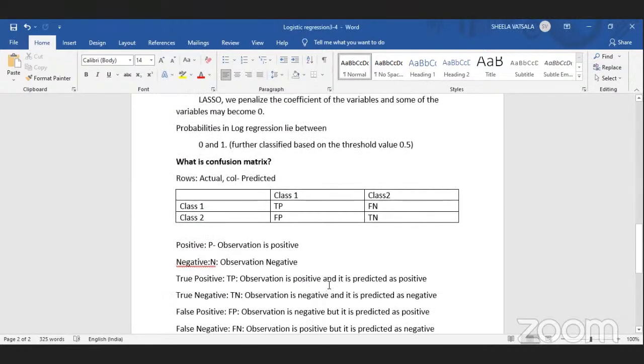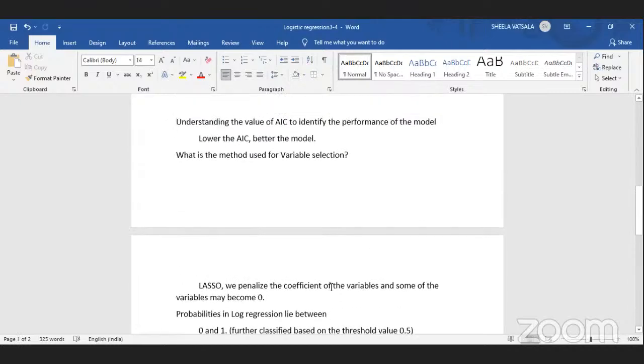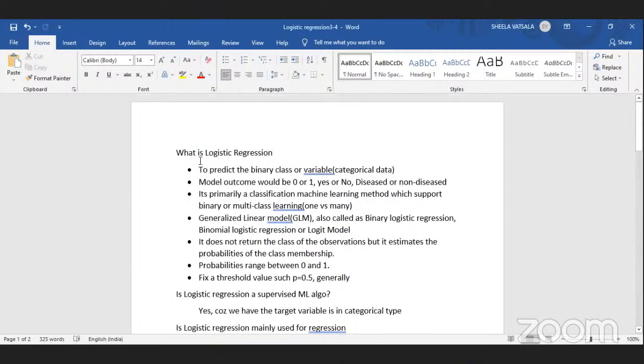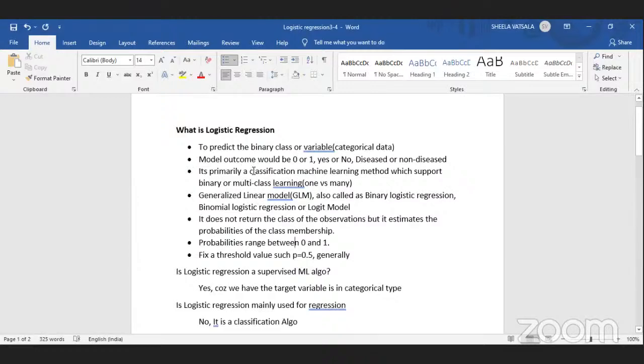Yes, yesterday we discussed some questions. Let me quickly run through these questions just to know what we missed out, to continue. What is logistic regression? Why is it used in binary class, or is it also used for categorical when converted into numerical values? Okay, that is the first one.